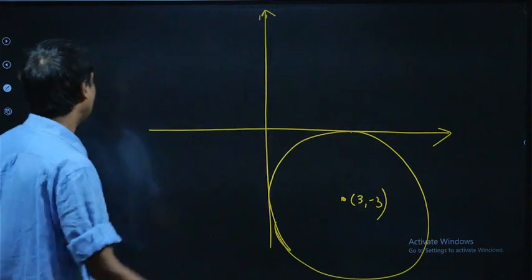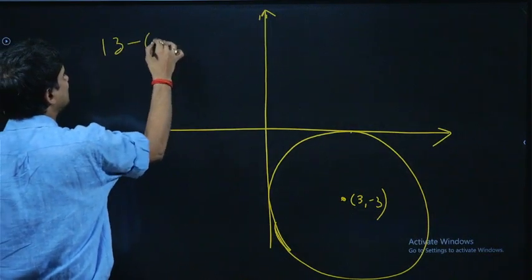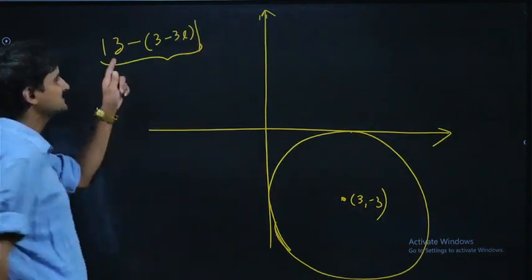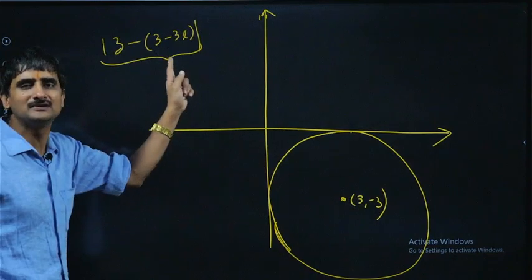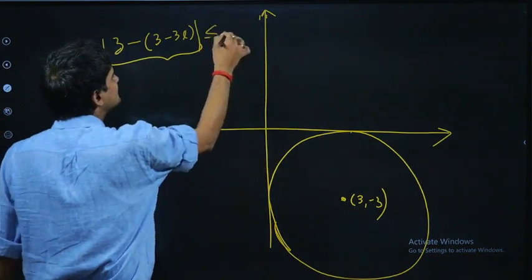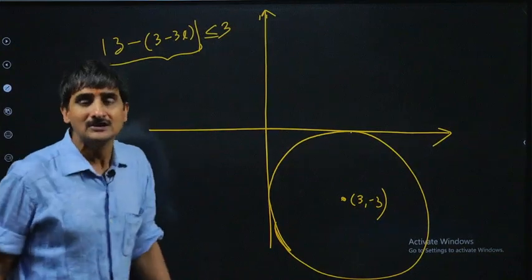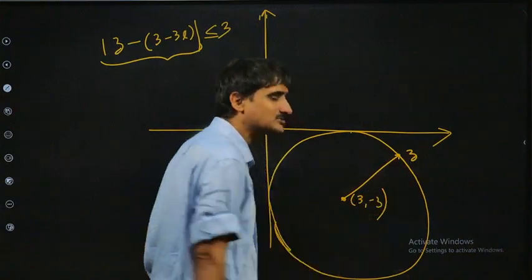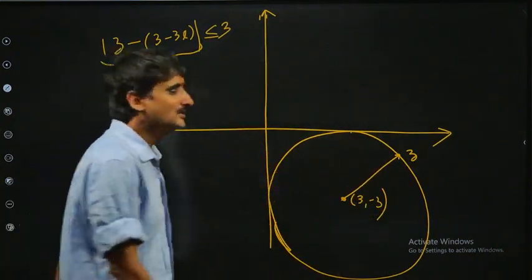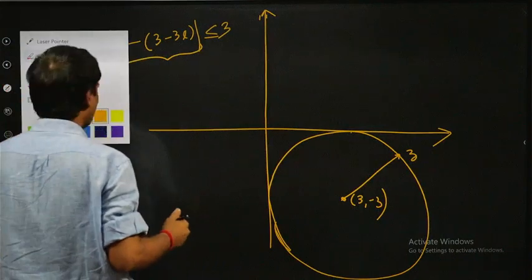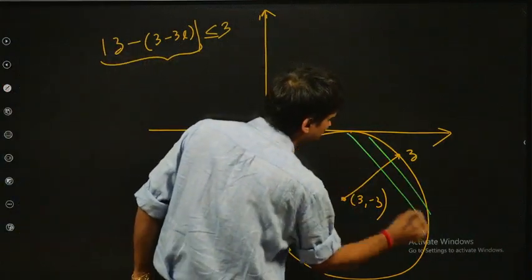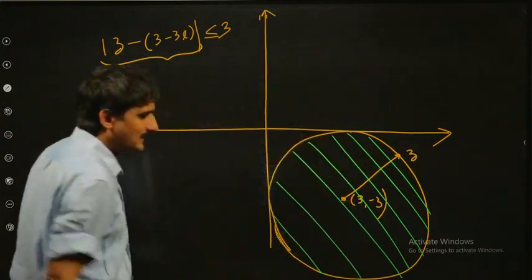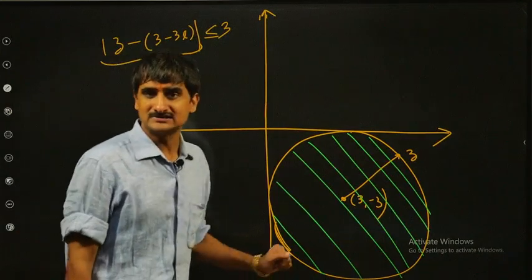So what are we looking for? We are looking for the solution of this one. What does this represent? This represents the distance of any z from the point 3 comma minus 3. And this distance has to be less than or equal to 3. When that distance is equal to 3, you get a point on the circle. If this distance is less than 3, you will get a region which lies inside the circle. All of you will agree, I think. That means we have z which lies inside the region.